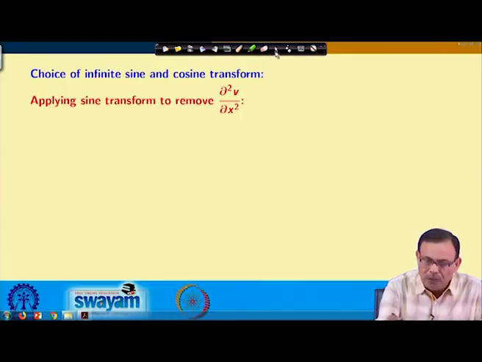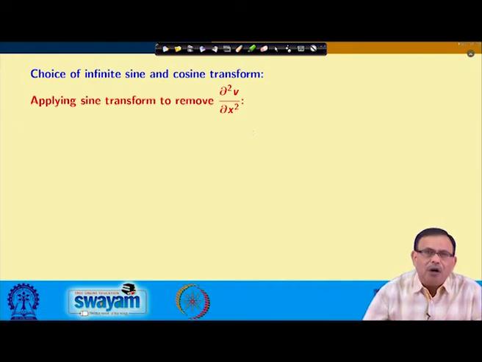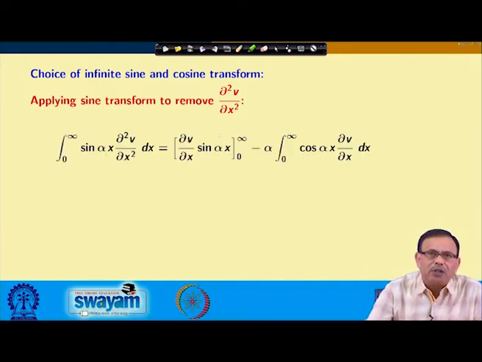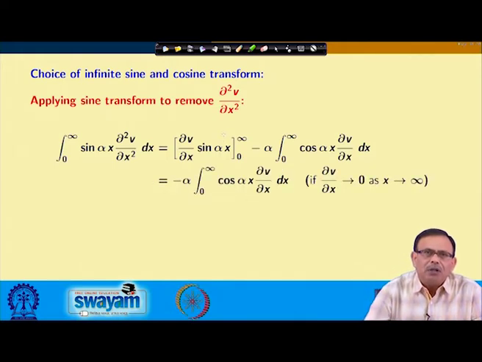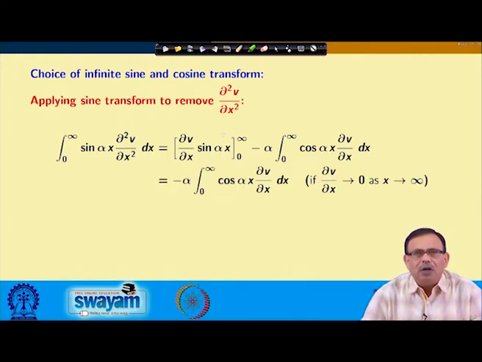So, if you see, for removing del 2 v del x square, I am basically taking 0 to infinity sin alpha x into del 2 v del x square dx. Using integration by parts, I can write down this integral. Now, the first part will vanish only if I know del v del x approaches 0 as x approaches infinity, because for x equals 0 the term vanishes. So, here the first condition comes, that del v del x approaches 0 as x approaches infinity.